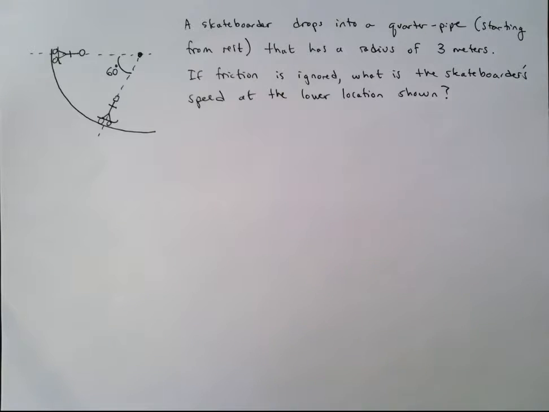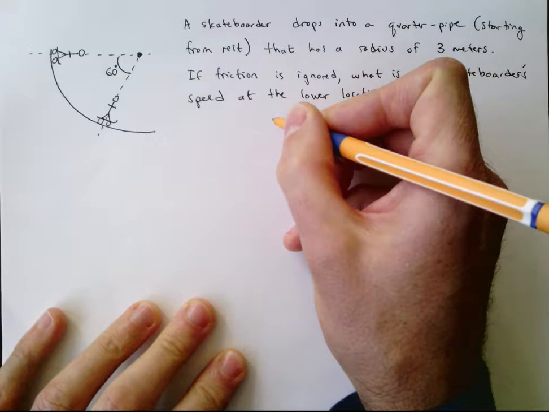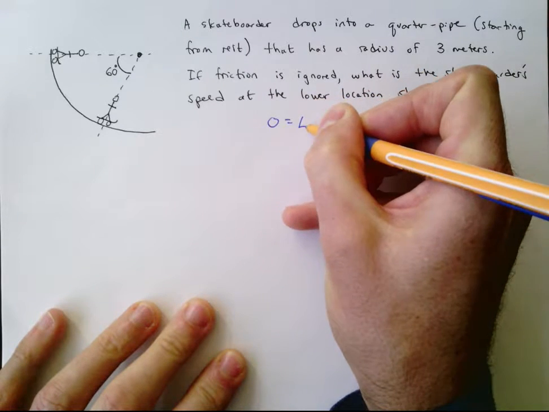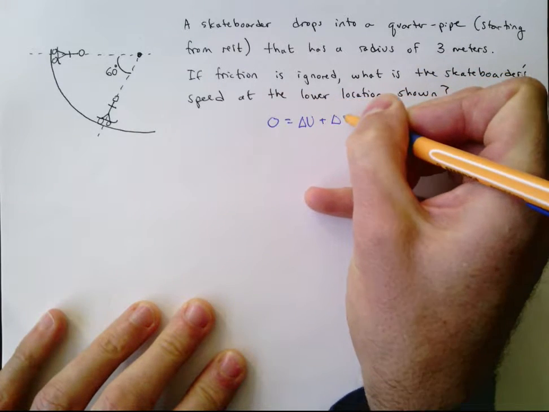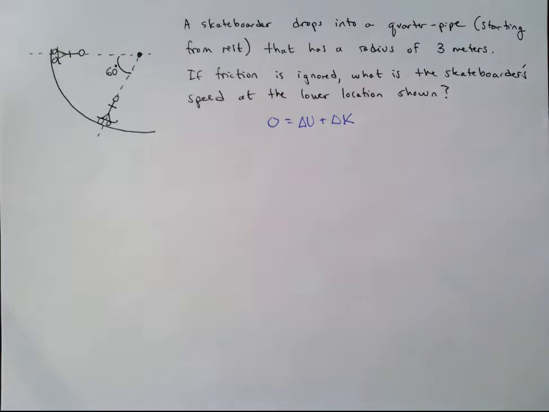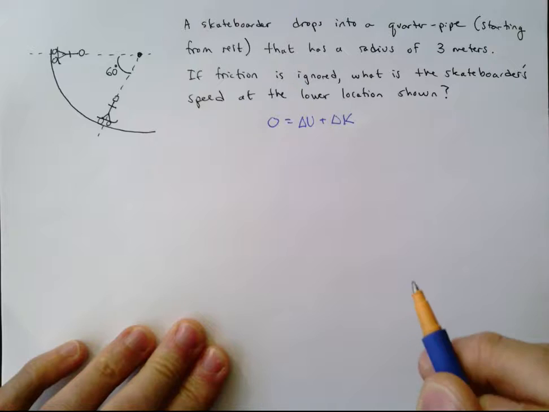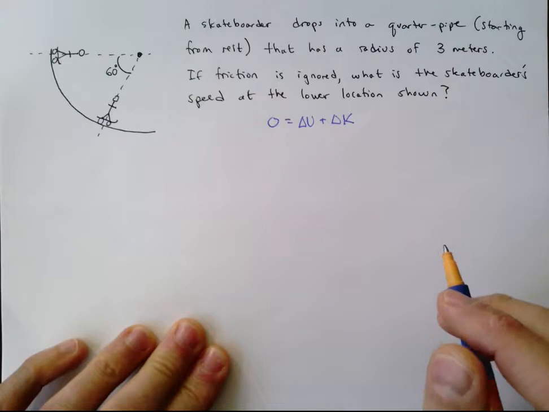So when there is no friction, like this problem states, we can solve it using 0 equals delta U plus delta K. The only energy transformations that are taking place are between potential energy and kinetic energy. So let me just go through the basics of how to set up a problem like this.